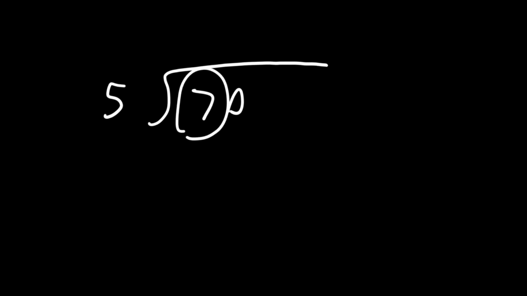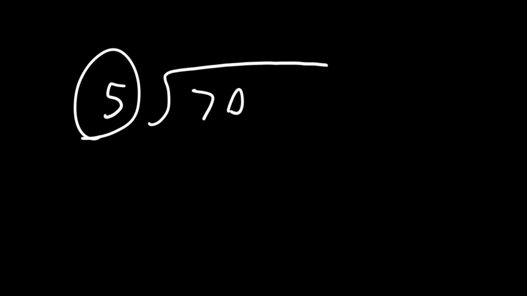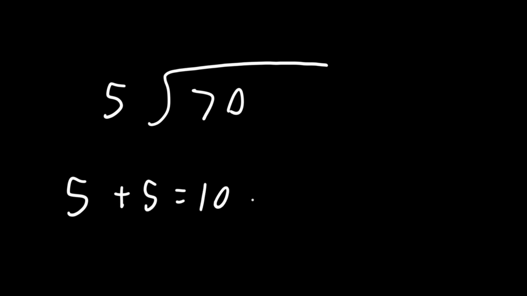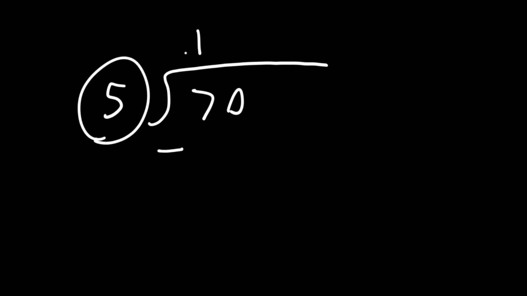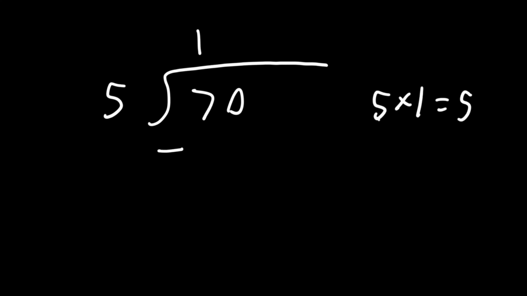Now we have to look at the first number. How many times can 5 go into 7? 5 on its own is just 5. If we add another 5, that equals 10, which is larger than 7. So really, 5 can only go into 7 one time. So let's put a 1 above 7. Now, we have to subtract this by the divisor times the amount it can go in. 5 times 1 just equals 5. So we have to subtract this by 5. 7 minus 5, that equals 2.